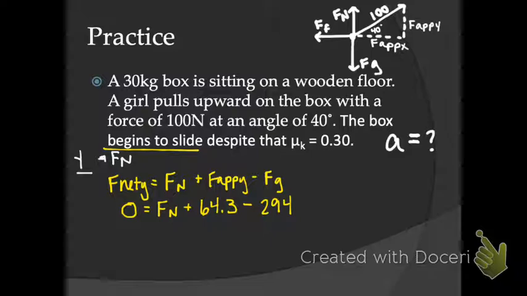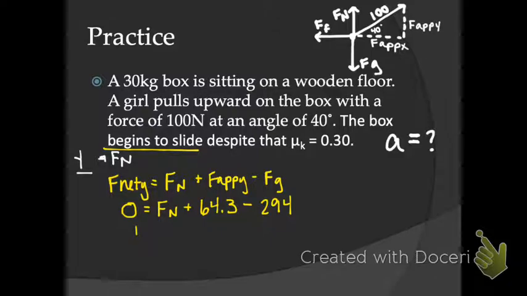How do we know to use cosine or sine? Okay, if I'm looking for F applied y, it is opposite of that angle, and I have the hypotenuse. So opposite and hypotenuse is sine, right? And then cosine is adjacent and hypotenuse. In these problems, when it's set up like this, y will always be sine, x will always be cosine. Okay, so that means my normal force is equal to 229.7.